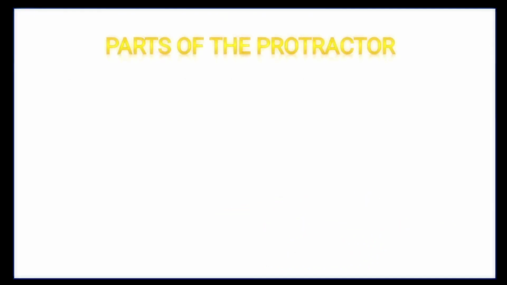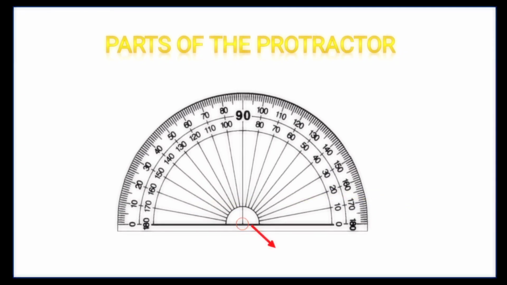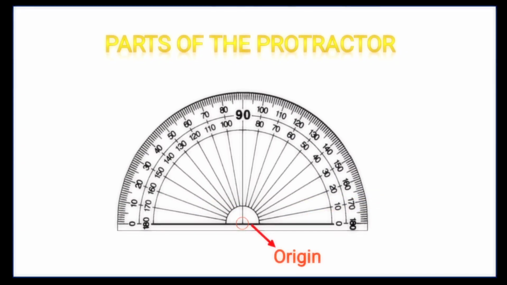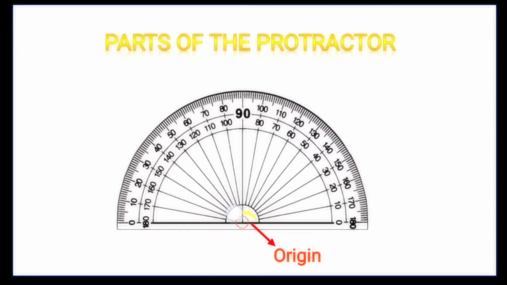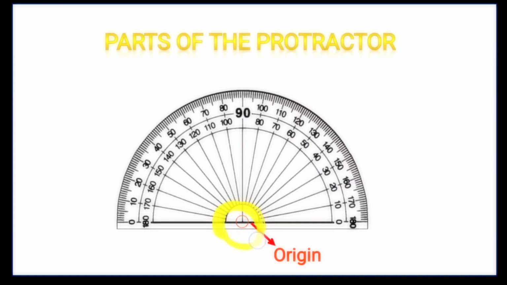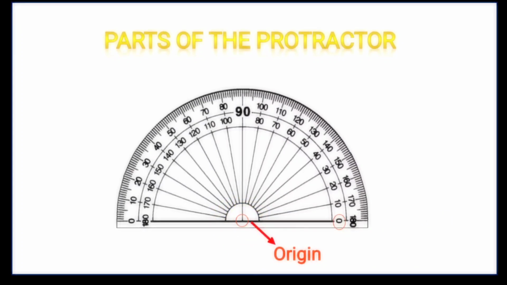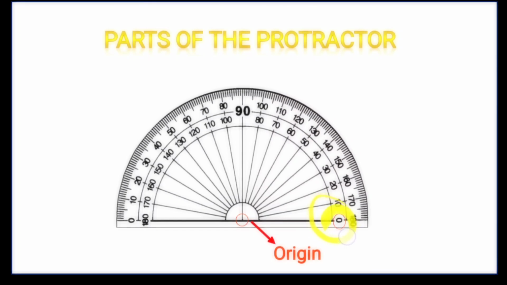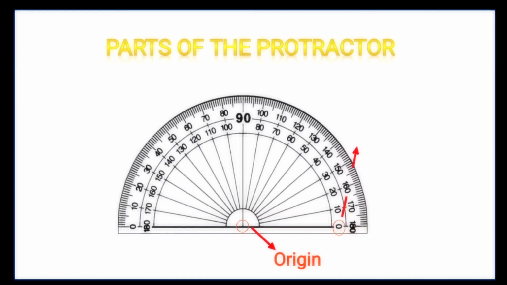So let's deal with the parts of the protractor. So this is the origin. Okay, so the vertex will be placed at the origin. At this middle or center of the protractor, that is the origin. Then, as you can see, we have the 0 marking. Earlier, we placed OB at that marking.